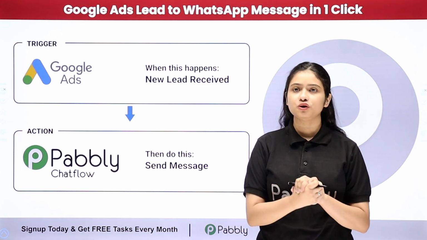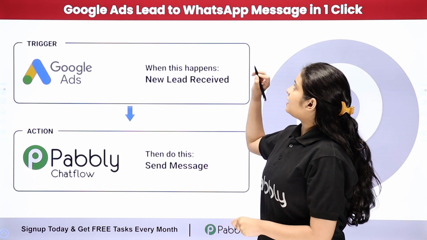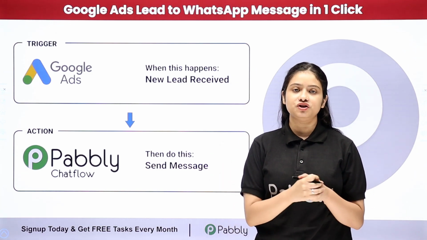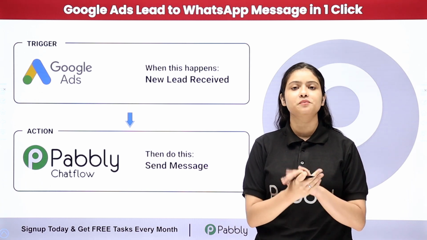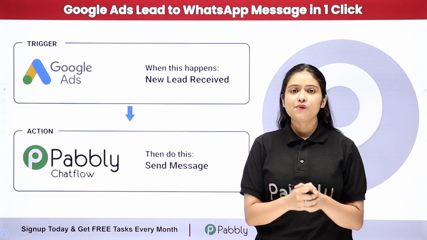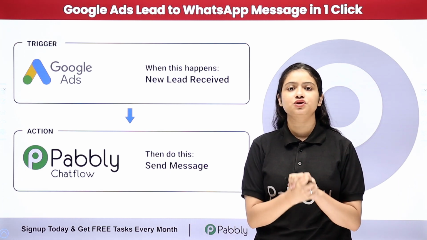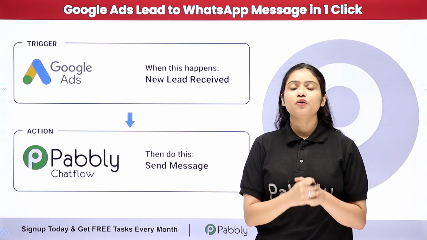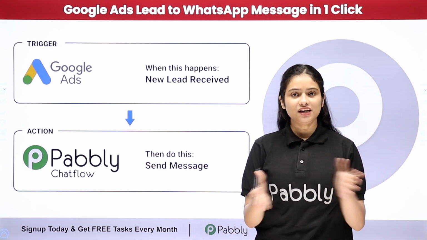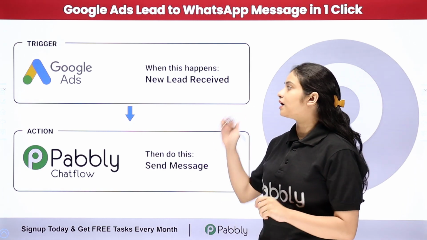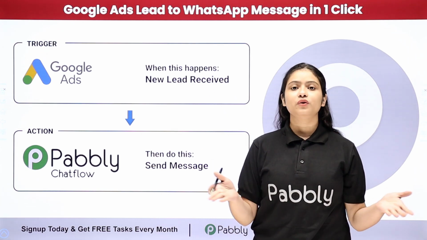In this video, I'm going to show you how to connect Google Ad leads to WhatsApp message in one click. So here, as an owner of a digital marketing agency, I'm receiving multiple new leads from Google Ads where I'm promoting my services. I want to send automated WhatsApp messages to each of these leads with the help of Pabbly Chatflow. So here, I'm going to automate this entire task without any coding and programming skills with the help of Pabbly Connect by simply connecting my Google Ads with Pabbly Chatflow within few clicks.